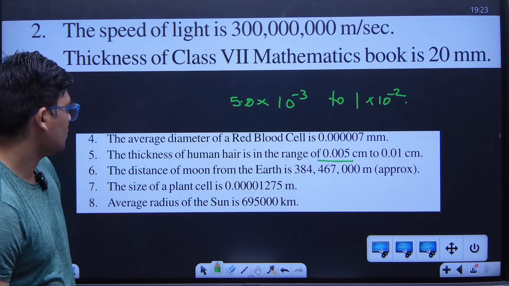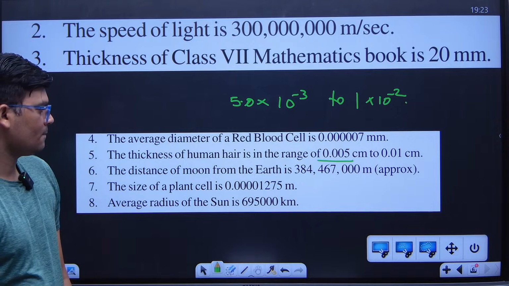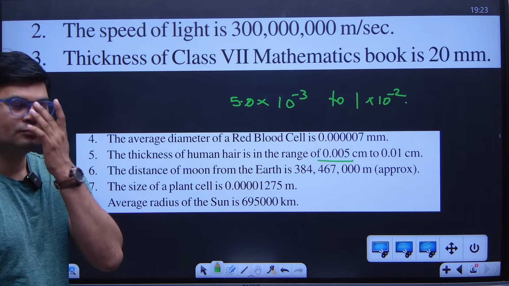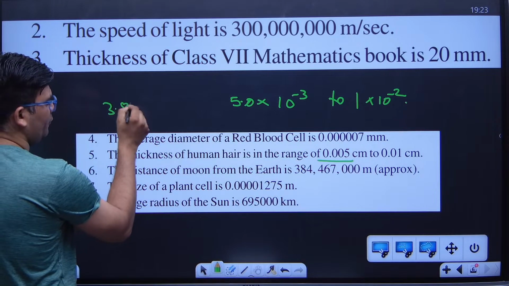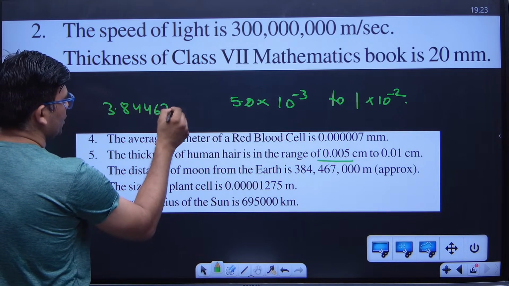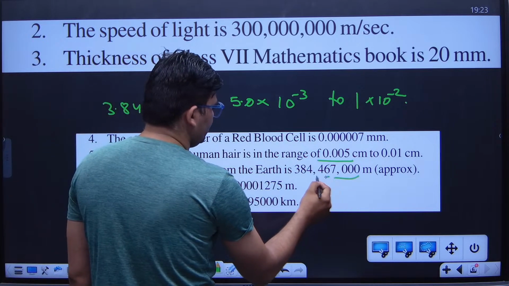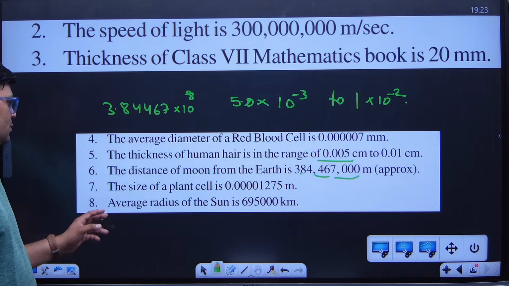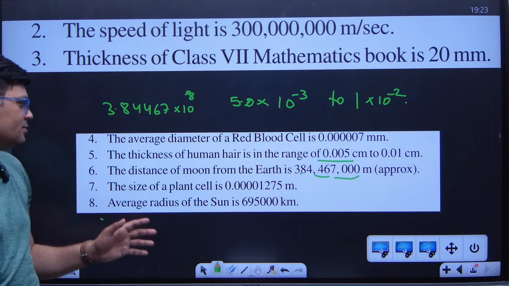Sir, it's 3.84467 into 10 to the power 8. Okay, so 3.84467 into 10 to the power 8 you are saying. So let me check. Next, the size of a plant cell is dash.